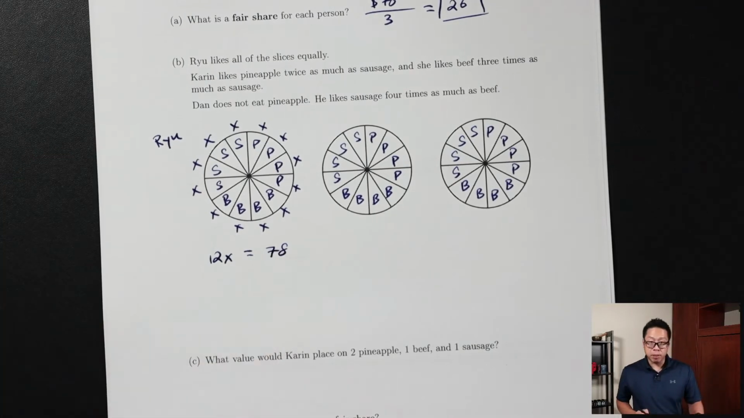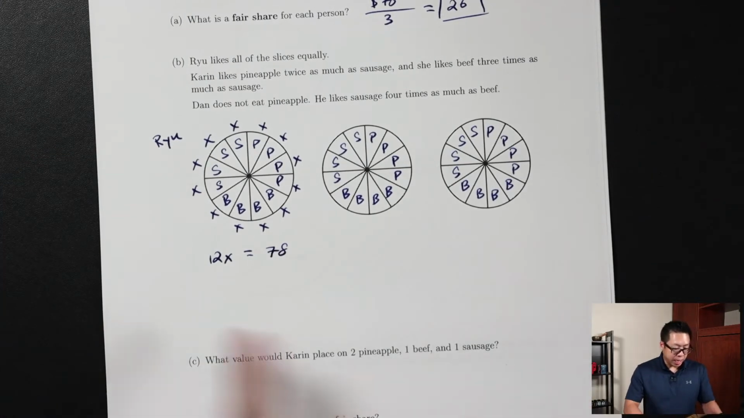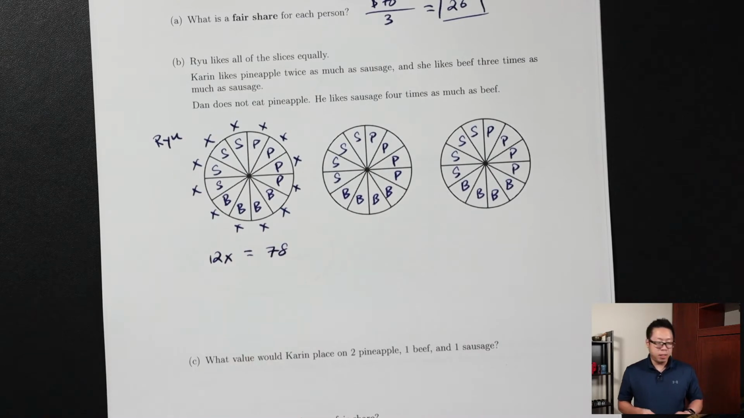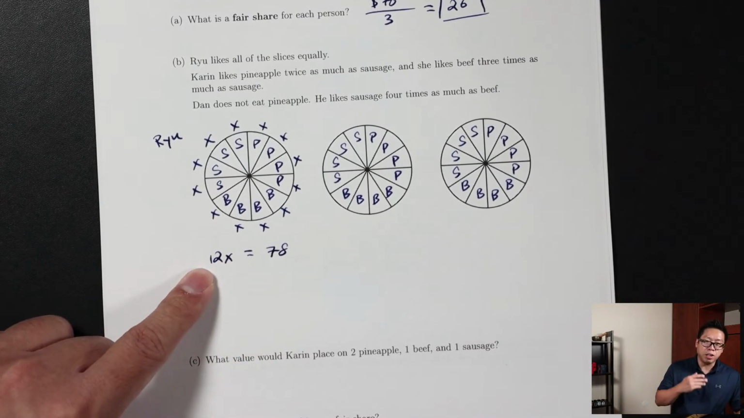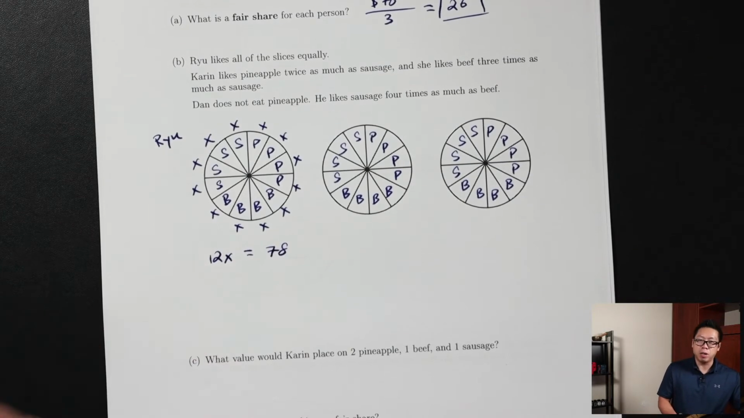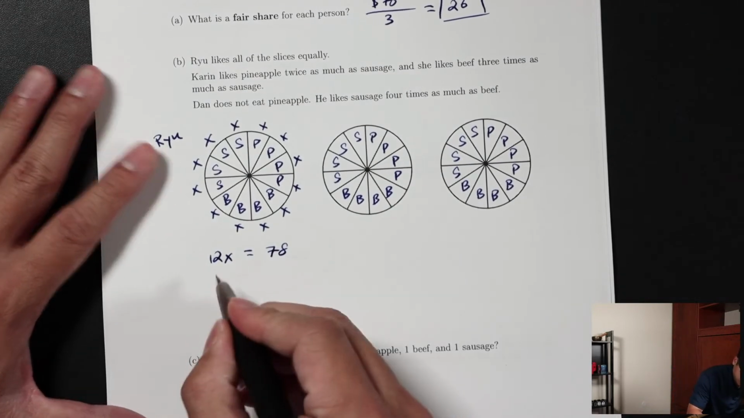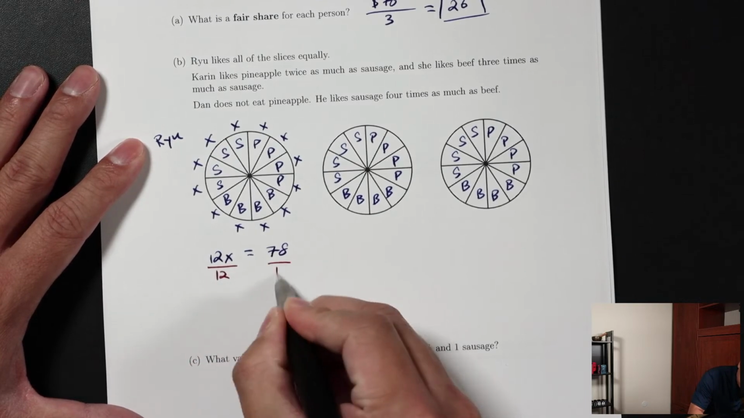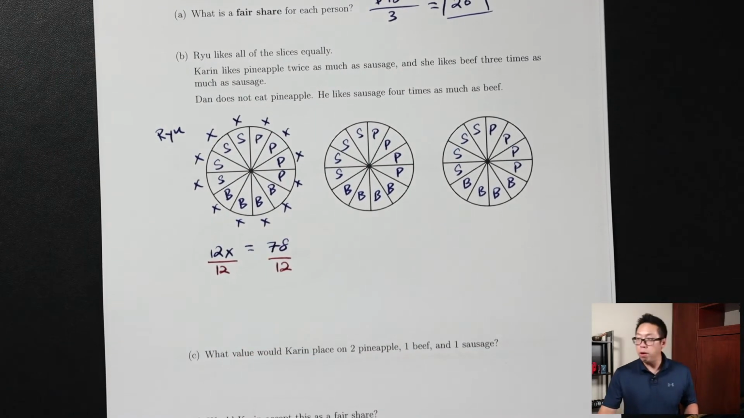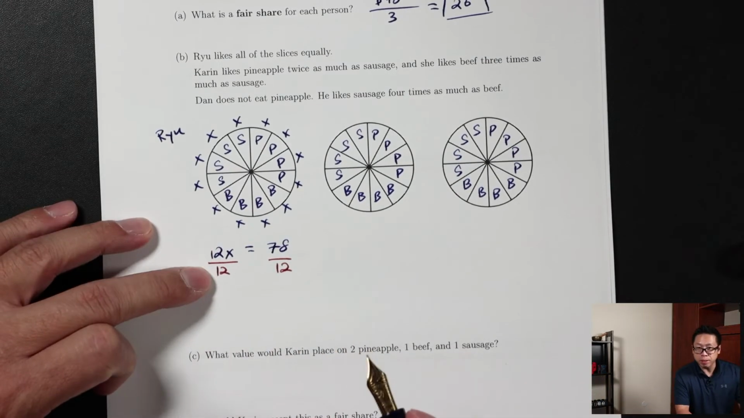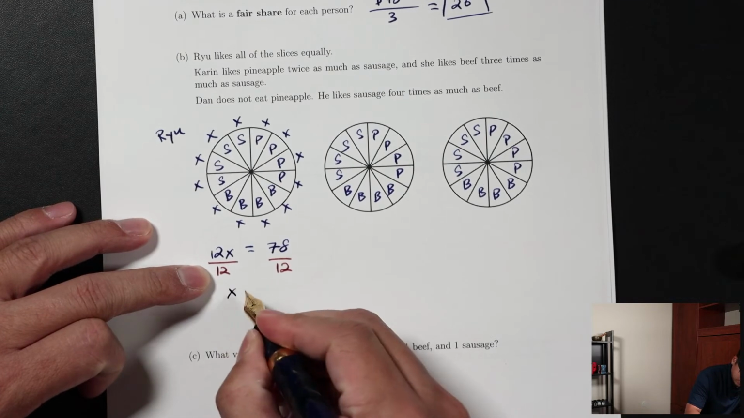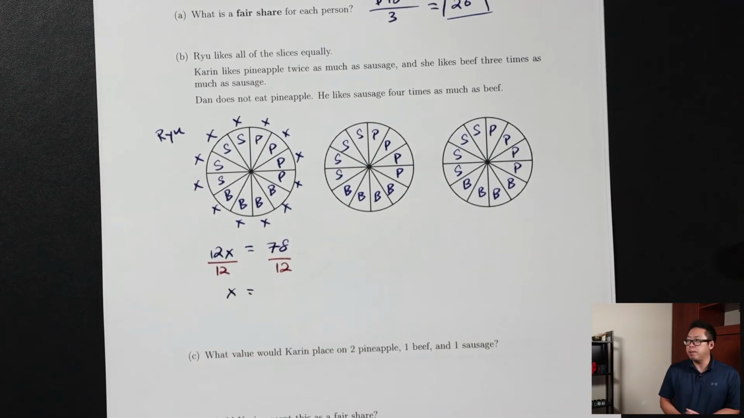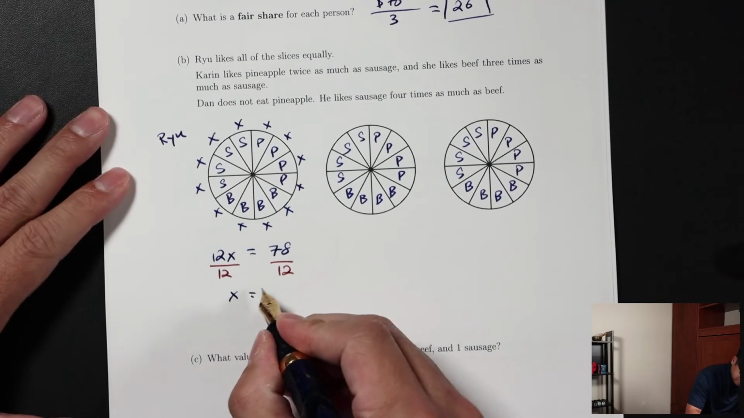Do algebra, get the X by itself. So to get the X by itself, we need to get rid of the 12. The 12 is currently multiplying. To undo and get rid of a multiplication, you do the opposite, which is divide. So we'll divide both sides by 12. 78 divided by 12 is 6.5. So actually, I should back up. On the left side, 12 divided by 12 will cancel out, leaving just a regular X. On the right side, 78 divided by 12 was 6.5.